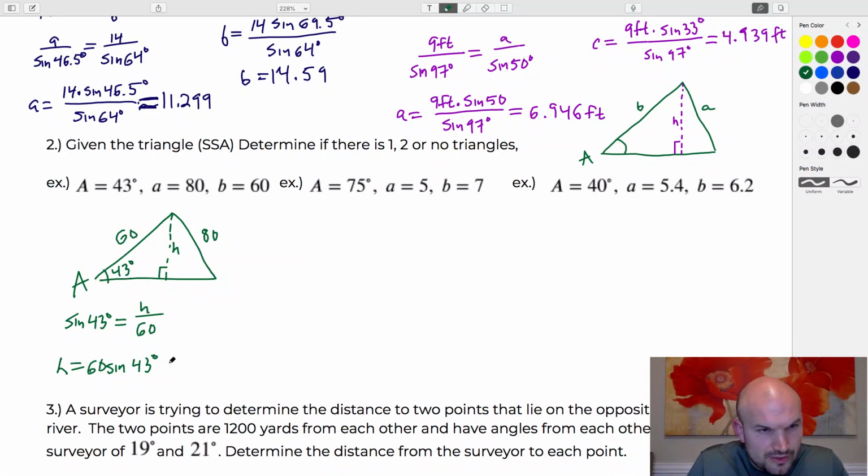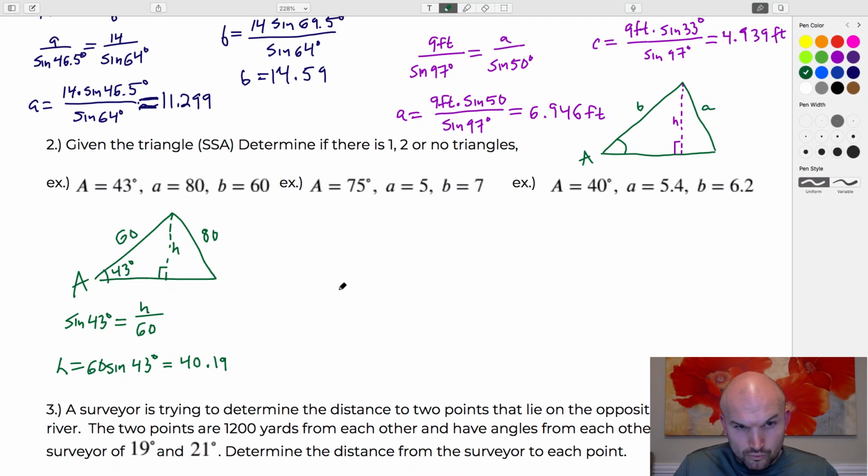And that's going to equal 40.19. Okay, so the height is smaller than this side, or the height is smaller than both sides. So what that means is there's either going to be one triangle or two triangles. Now, obviously, this side is larger than any other side. So the opposite side of your angle is larger than any other side.